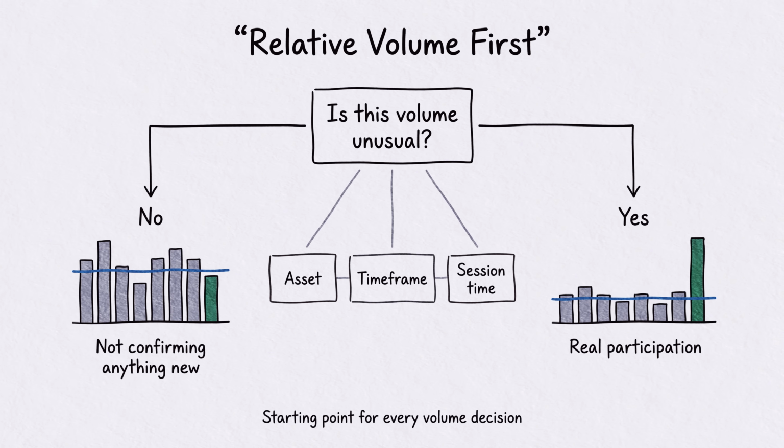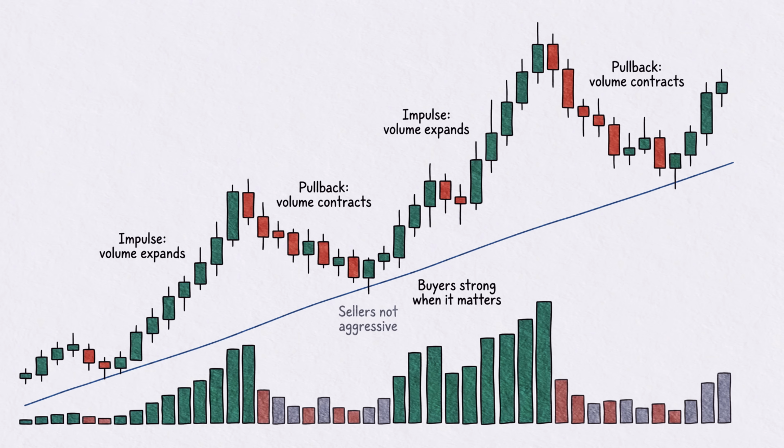Relative volume is the prerequisite. If volume is not above normal, it is not confirming anything new. If it is 2 or 3 times the average during a quiet session, that tells you something real is happening. This is the starting point for everything that follows. Now that you have a baseline, the first real application is one most traders skip entirely.